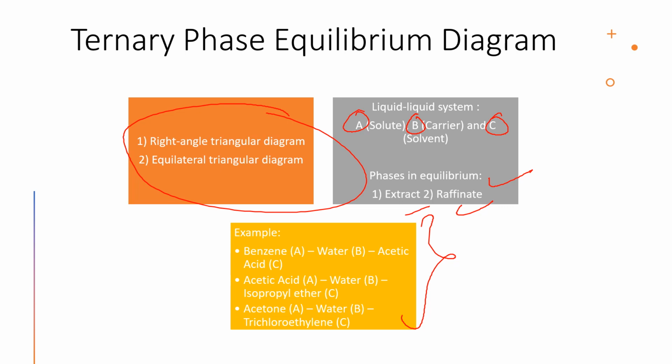An example of a liquid extraction system: benzene, water, and acetic acid. So benzene is a solute that is carried by water and extracted by using acetic acid. These are another two examples: acetic acid, water, and isopropyl in the system, and acetone, water, trichloroethylene system.